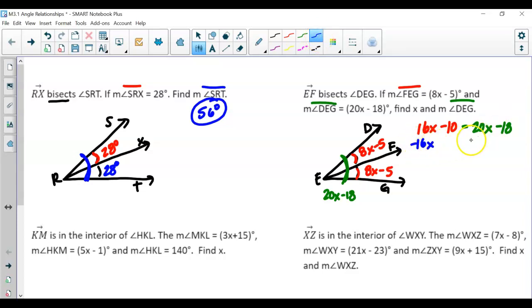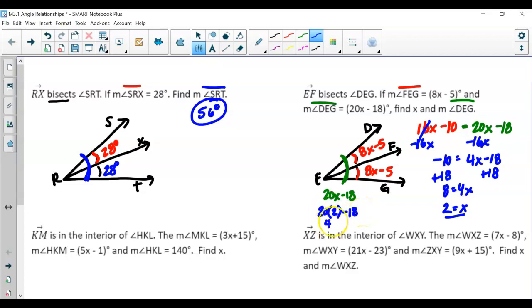So we can gather our variable. And negative 10 is equal to 4x minus 18. Now we can just solve our two-step, right? Solving for x here. Adding 18, you get 8 is equal to 4x, leaving you with x is equal to 2. Then it's asking for DEG, which was our whole angle, the 20x minus 18. So we're going to take this here and plug x back in. So 20 times 2 minus 18, which is 40 minus 18, leaving you with an angle measure of 22 degrees.